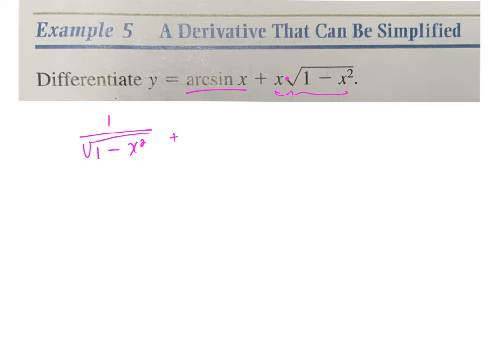For the next one, I'm going to do product rule. Derivative of the first, derivative of x is 1, times the second. The second one is the square root of 1 minus x squared, plus the first, derivative of the second. So here we go. Derivative of the second is going to be 1/2 times 1 minus x squared to the negative 1/2, right? Times the derivative of the inside, which is negative 2x.